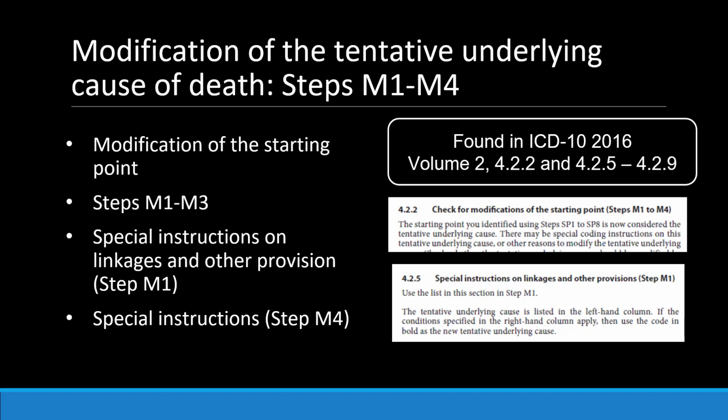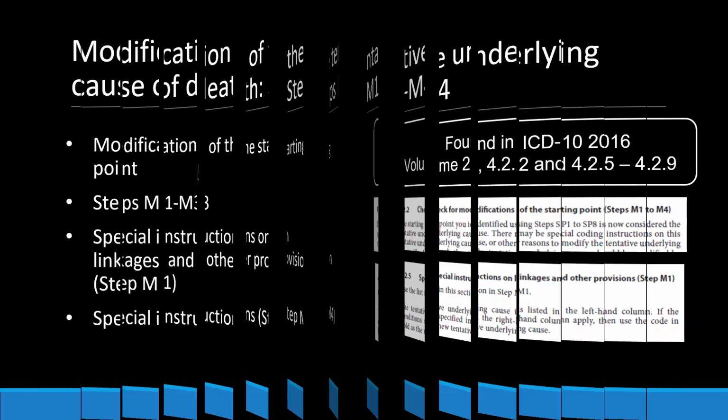Once a tentative starting point has been selected, the next step is to check whether it is subject to modification by any other information on the certificate. The special instructions for applying modification steps M1 to M4 are found in Volume 2 in Sections 4.2.2 and 4.2.5 through 4.2.9. Step M4.